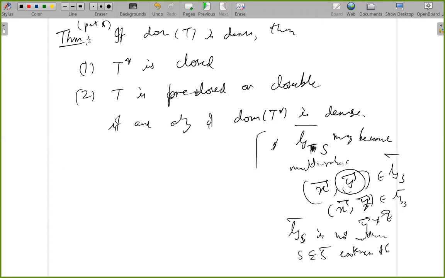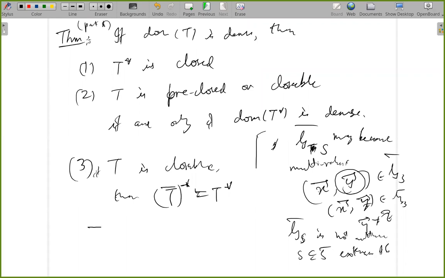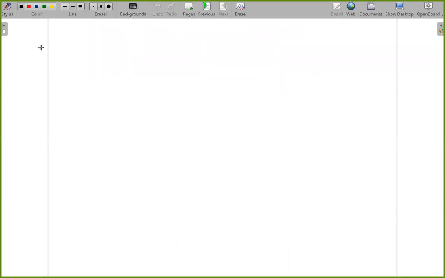So here we are saying T is pre-closed or closable if and only if domain of T star is dense. Then number 3, if T is closable, I mean, for example, closed operators are trivially closable. You don't have to even extend anything. So if T is closable, then T bar star, where T bar is that extension, is equal to T star. That means if T is closable, you close it up. That is what you call T bar. So this is called the closure of T. Then if you take its adjoint, it is the same as the adjoint of T. And then I'll include 4 and 5.